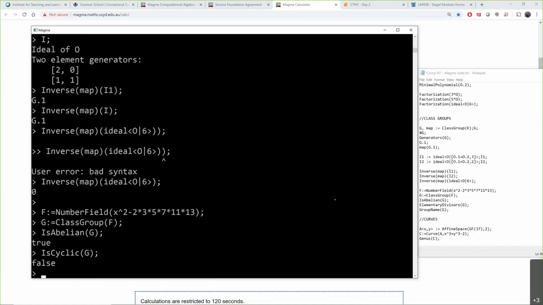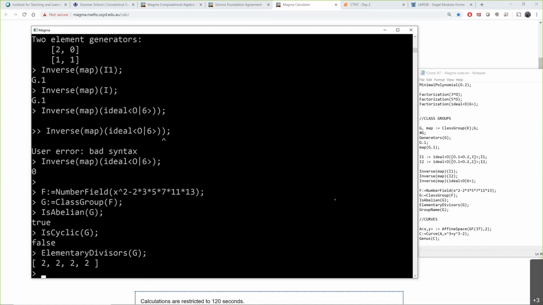What is it? Remember, we had this issue in Sage. I didn't quite know how to find elementary divisors of this. You can do it in Sage, but if you have a group first, you have to say, okay, this is going to be an abelian group. And then once you have defined it as an abelian group, you can do elementary divisors. In Magma, that comes right out of the box. You can call for the elementary divisors of an abelian group, and it tells me that the elementary divisors are 2, 2, 2, 2.